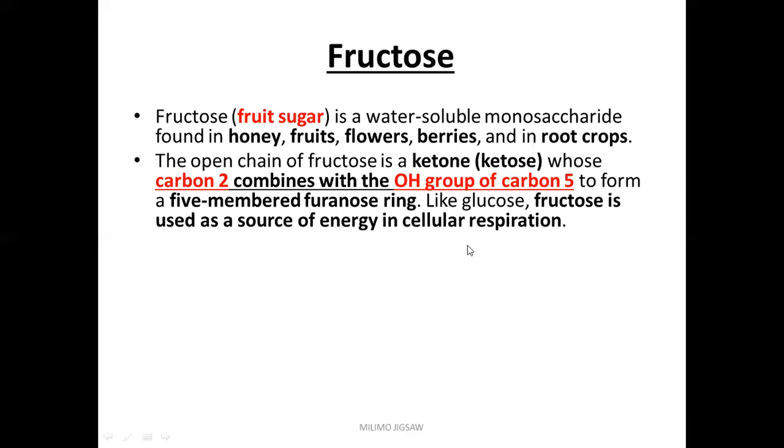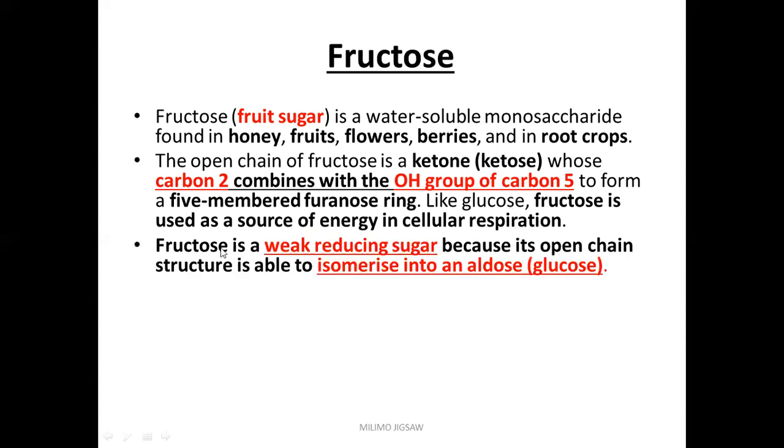So it means that carbon 2 of fructose will be the one to participate in the reaction to form the ring form of fructose. Carbon 2, since that's where we have the carbonyl group, will react with the OH group of carbon 5 to form the 5-membered furanose ring. Just as glucose, fructose is also used as a direct source of energy in cellular respiration.